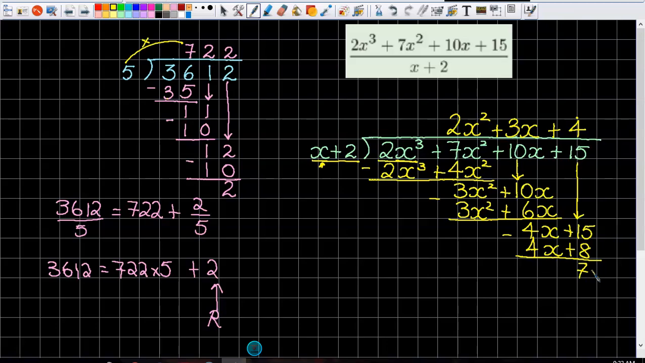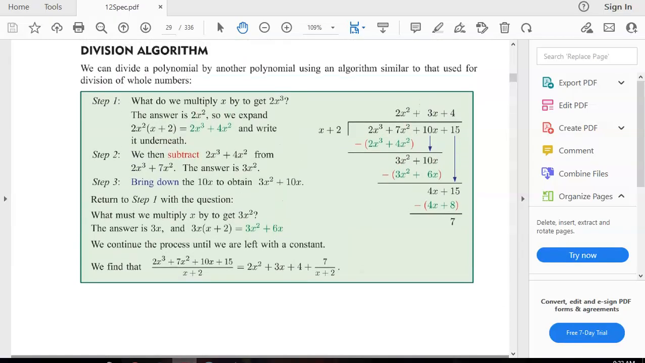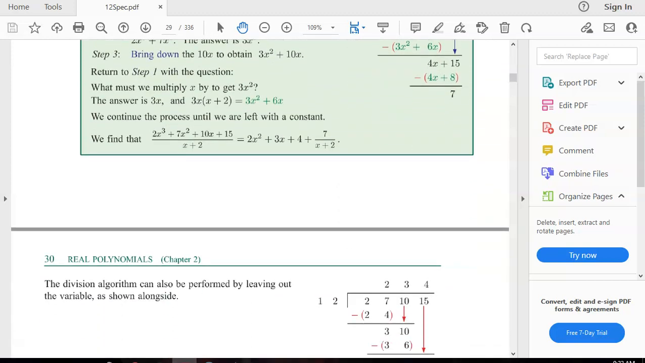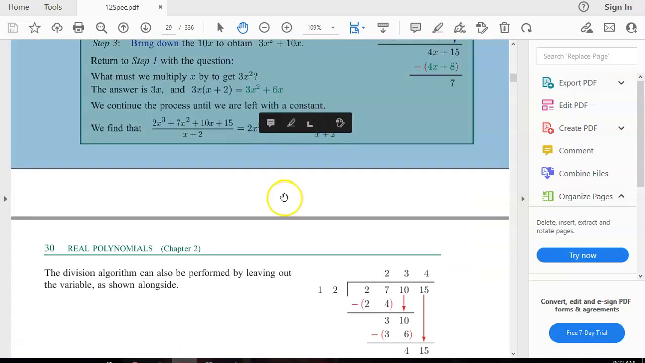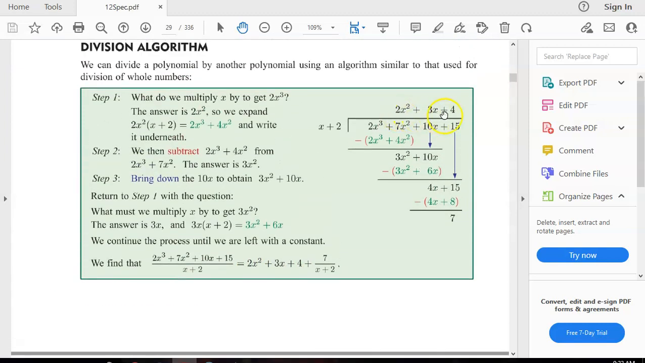So if we look back at the example that we had, love it. That's how they did it. Oh, this is actually nicer. They've got the colour happening. This is how we can write it. The 2x squared plus 3x plus 4, that's what we ended up with at the top of our doodad. And then remainder, 7 over what we divided by.